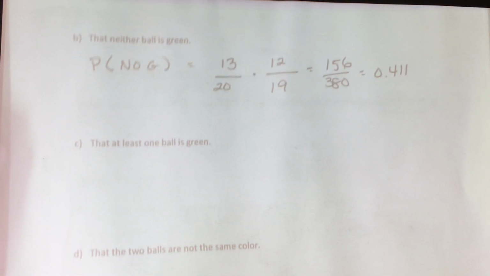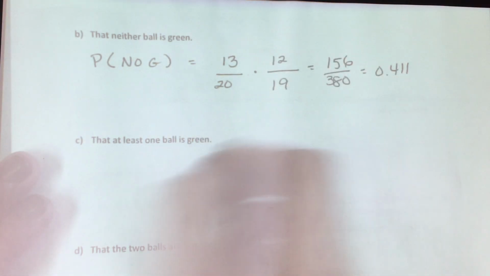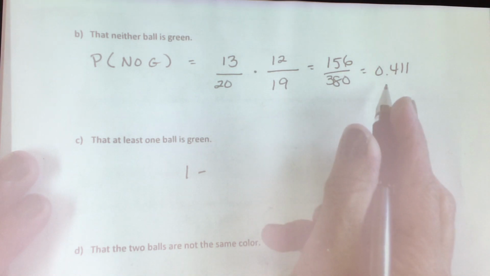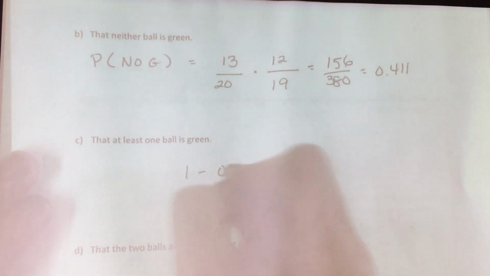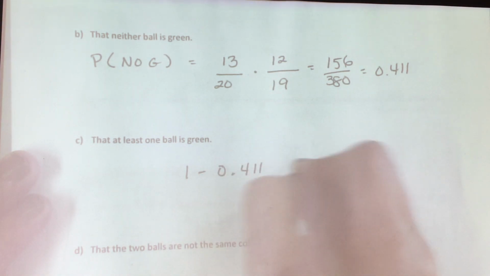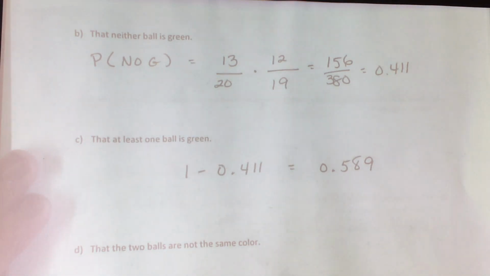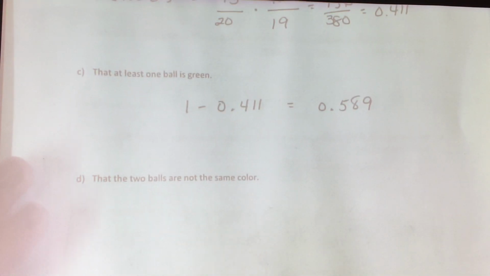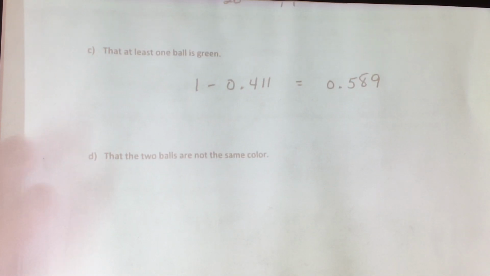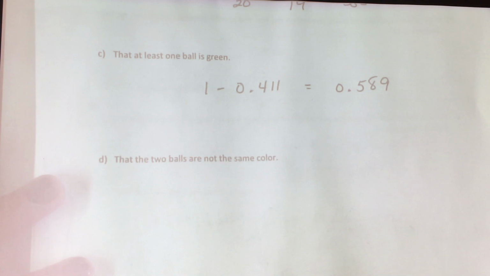And find the probability that at least one of the balls is green. So we can do 1 minus the probability that none is green. So 1 minus 0.411, and that is equal to 0.589. And that's the probability that at least one ball is green. And the last for number 1, find the probability that 2 balls are not the same color.